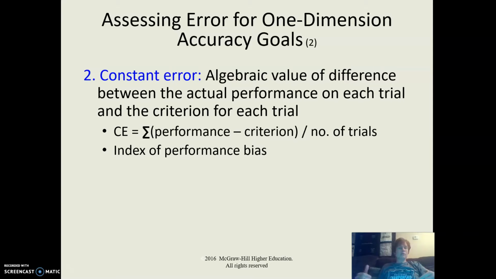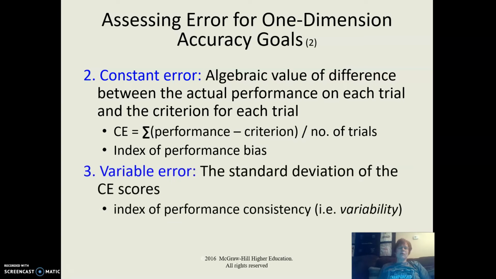Am I always late? Am I always slower? Hopefully not. Each time I go out to run, am I getting faster and faster? So constant error gives you that picture as you look at error measurements. And then the last one is what we call variable error. And variable error is no more than the standard deviation of your constant error scores.